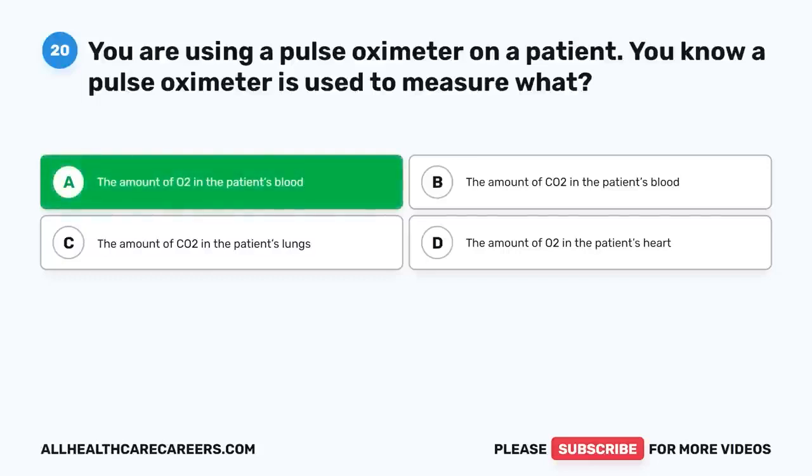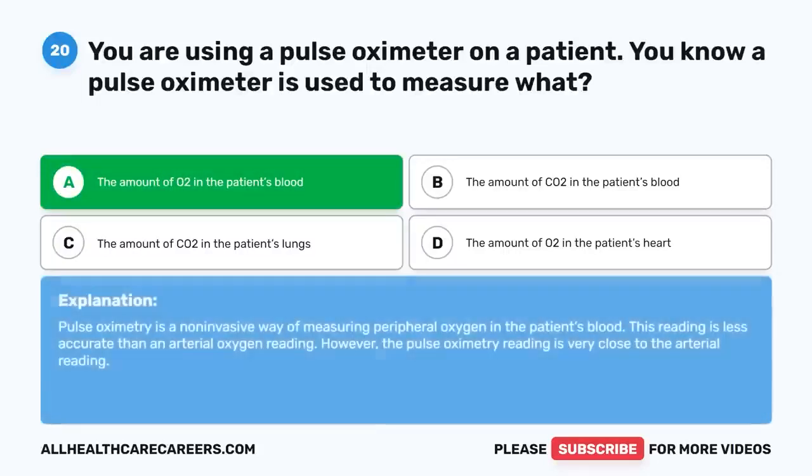The amount of O2 in the patient's blood. Pulse oximetry is a non-invasive way of measuring peripheral oxygen in the patient's blood. This reading is less accurate than an arterial oxygen reading. However, the pulse oximetry reading is very close to the arterial reading.